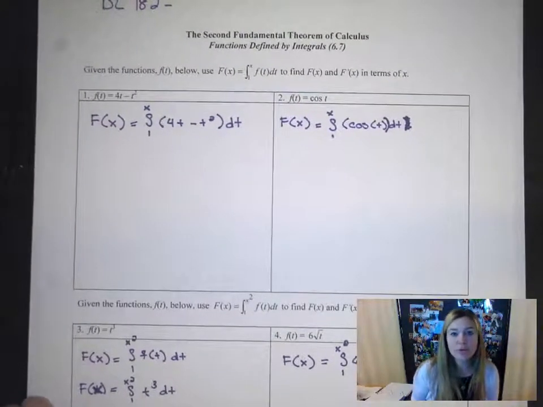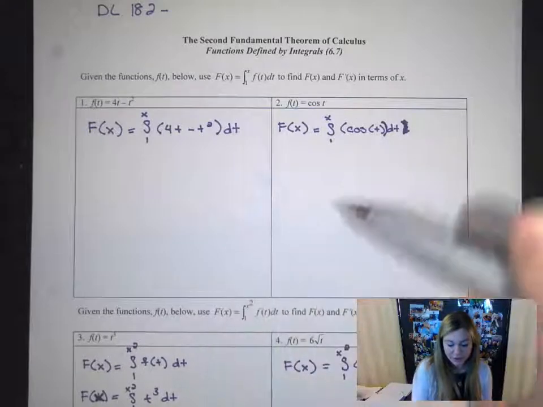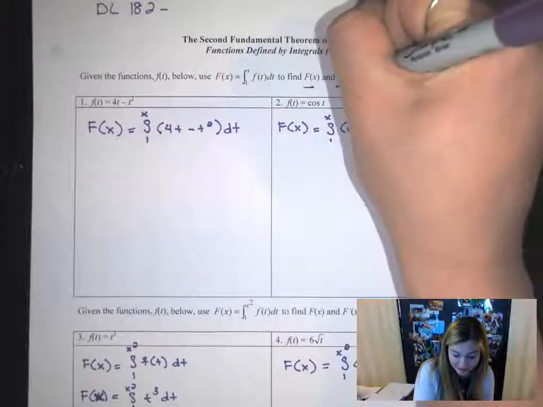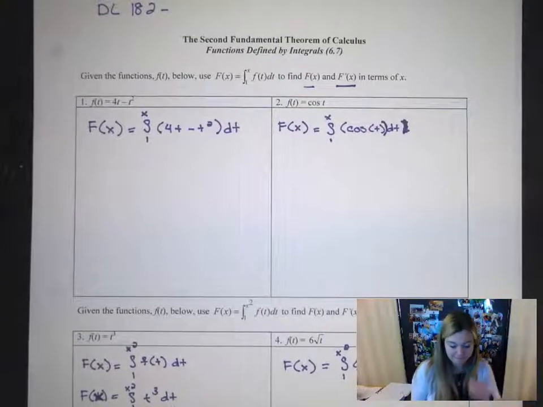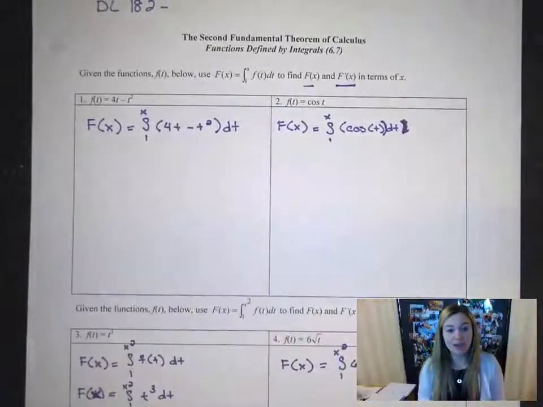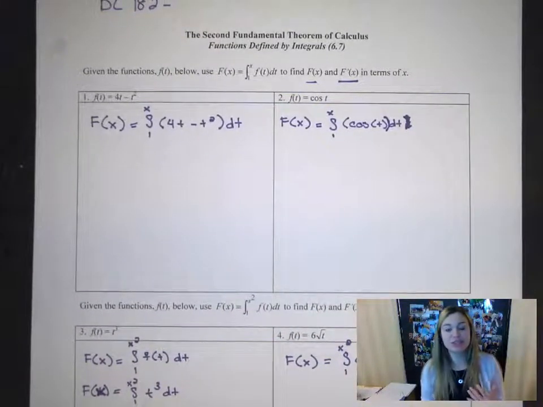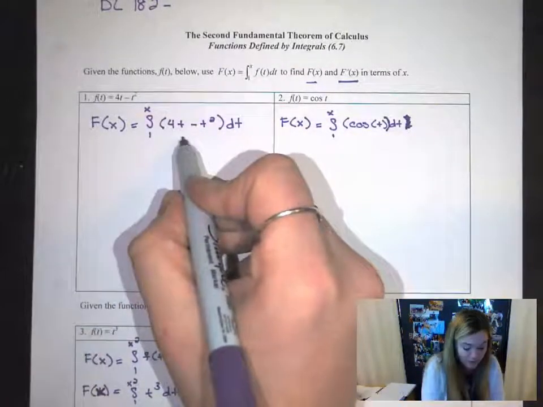So we're going to use what we know about the fundamental theorem of calculus to figure out what F of x and F prime of x are just in terms of x. So what I mean by that is right now I've got a bunch of t's. I want to get those t's out of there. And I can't just switch t's to x's all of a sudden. Don't do that. So what I'm going to do is use the fundamental theorem of calculus.